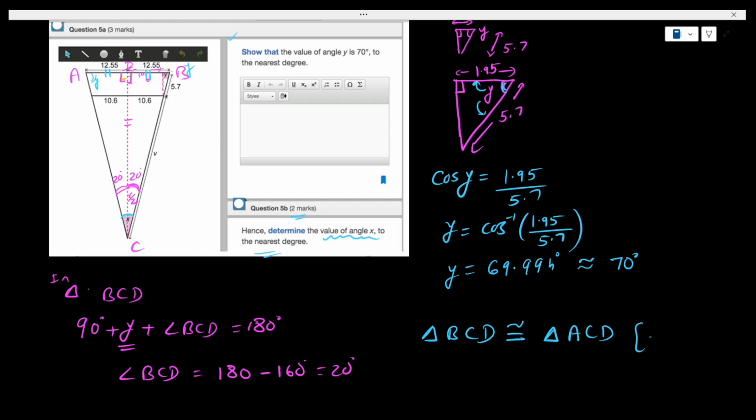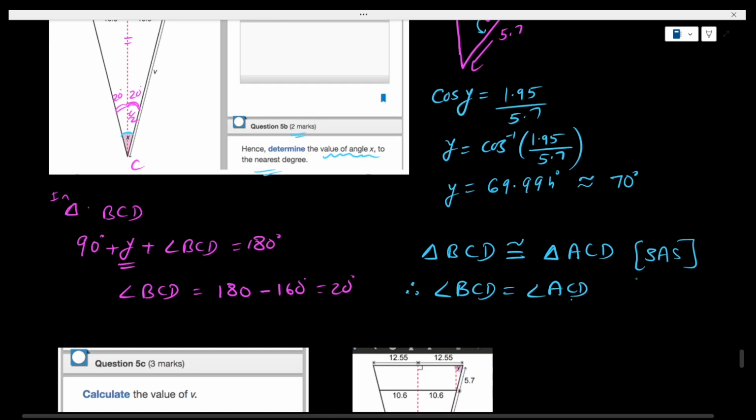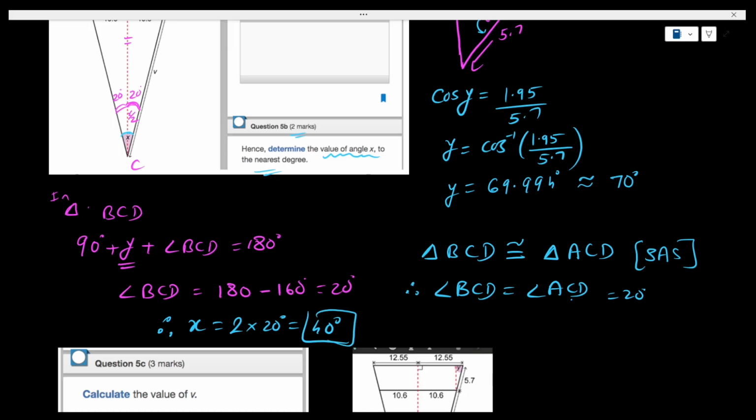Using which congruence criteria? We are taking the SAS criteria. Because corresponding parts of congruent triangles are equal, angle ACD and angle BCD will both be 20 degrees. Therefore x is going to be double of 20 degrees, which is nothing but 40 degrees. So we got this angle as 40 degrees.